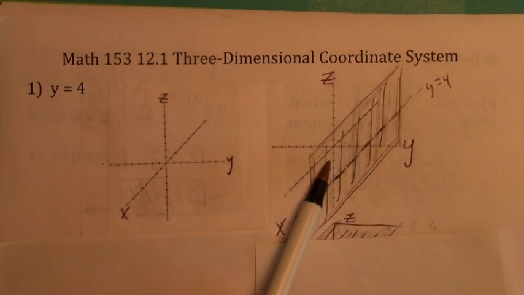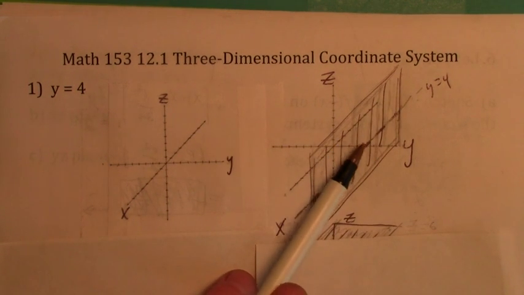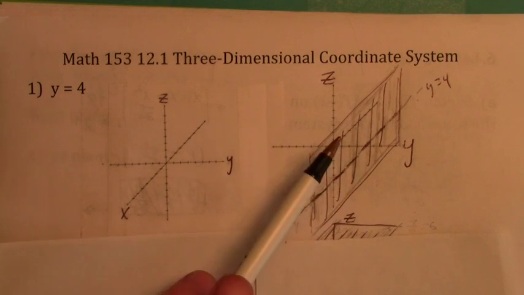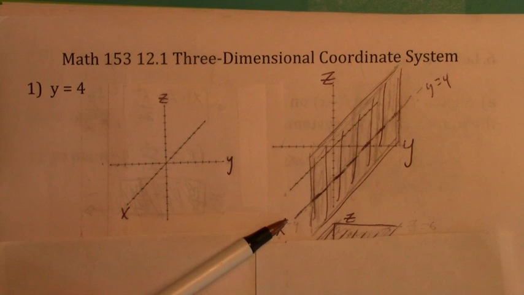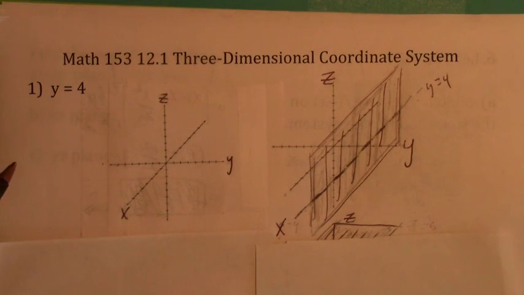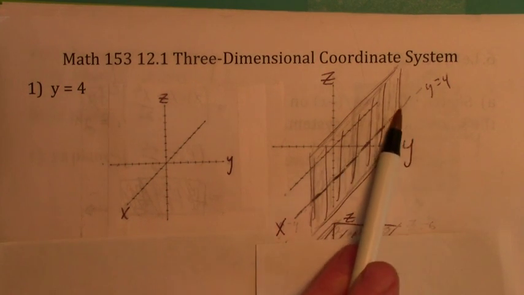Doesn't look very pretty, but this is a plane that's perpendicular to the xy plane. This is the xy plane right here. So y equal 4 is a plane perpendicular to the xy plane that goes through the line y equals 4.